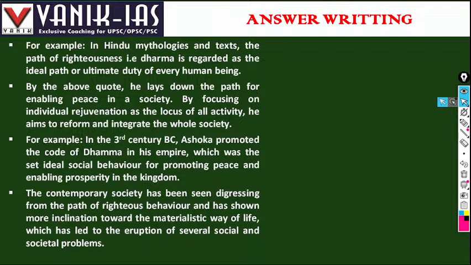By the above quote, he laid down the path for enabling peace in society by focusing on individual rejuvenation as the locus of all activity. He aims to reform and integrate the whole society. For example, in the 3rd century BC, Asoka promoted the code of dharma in his empire, which was the set of ideal social behavior promoting peace and enabling prosperity in the kingdom.